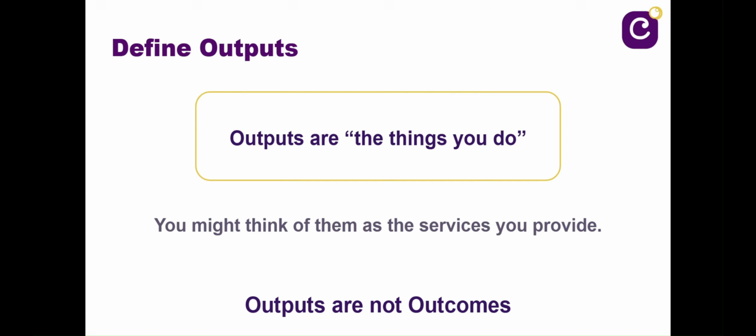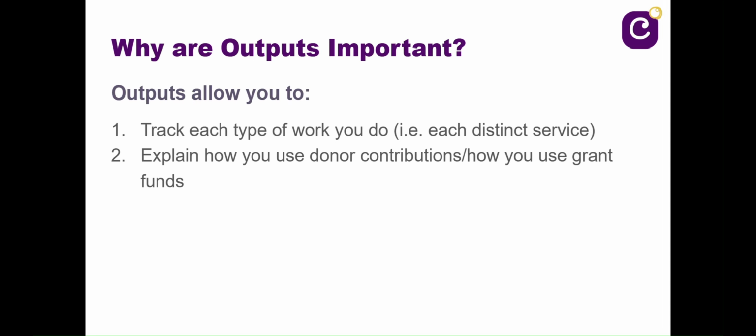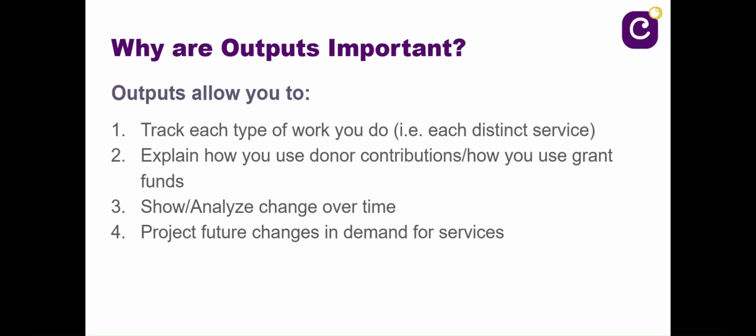Let's take a moment to talk about why outputs are important. On the simplest level, outputs are used to track each type of work you do, each service you provide. When you track those services, those things you do, you can do a lot with that data. They let you explain to donors how you use their contributions. You gave us money for a food pantry. Here's how much food we gave away with your money. Outputs, like any data you track, let you compare results over time. Last year, we provided 100 meals, and this year, we provided 200. Finally, they help you make projections about the future. Next year, we expect to provide 500 meals.